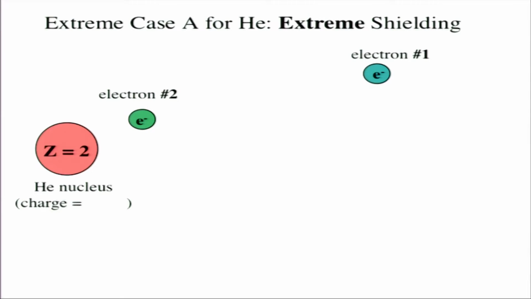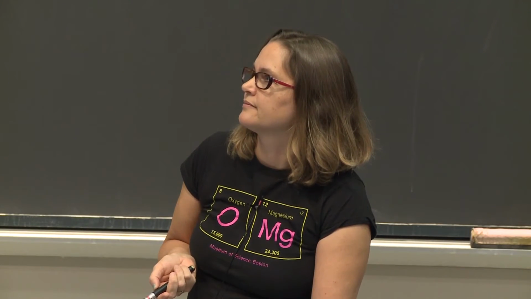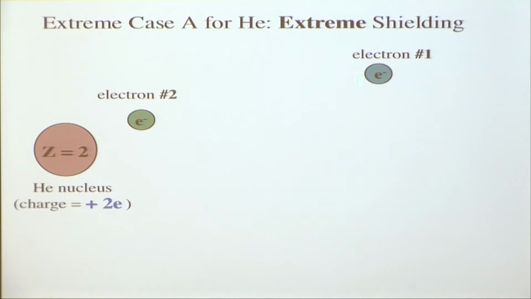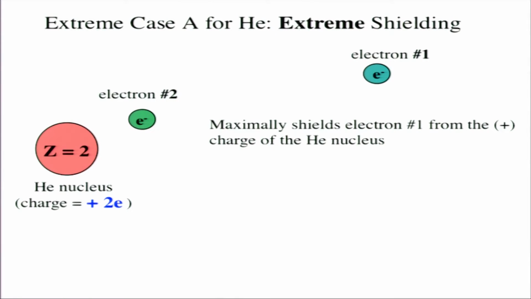So extreme case 1, extreme shielding, maximum shielding. All right, so we have the helium nucleus. We've moved far in the periodic table. We've left hydrogen. And so what is the charge going to be on the helium nucleus? +2. So now we have this electron 1. We're interested in how much this electron is shielded by electron 2, because we've got 2 electrons. Now say electron 2 is close to the nucleus, and it's maximally shielding electron 1 from this positive charge down here.